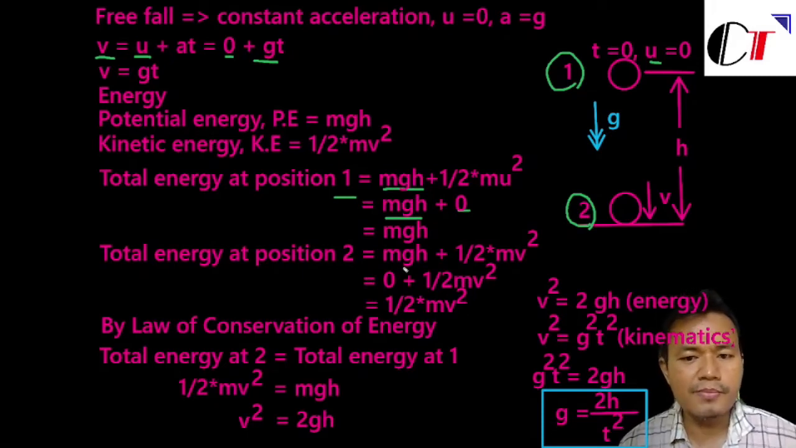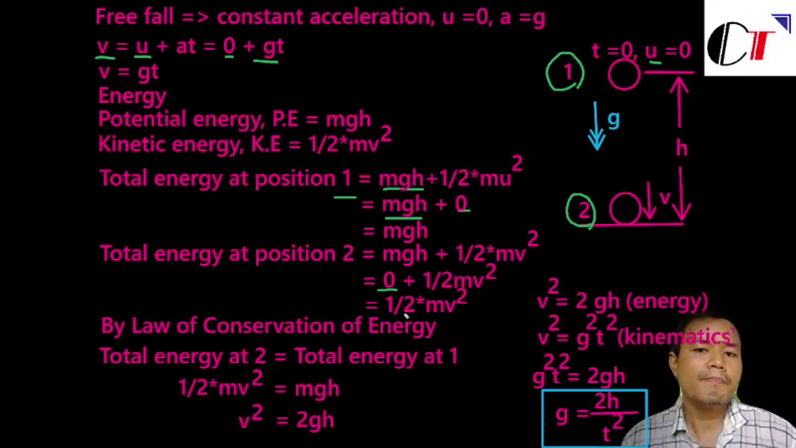The formula is just potential energy mgh plus kinetic energy half mv squared. But at position 2, your object has touched the ground already, so the height h is 0, so you have 0 potential energy, and the object moves at velocity v just before it hits the ground. So the kinetic energy is half mv squared. This means the total energy at position 2 is just half mv squared.